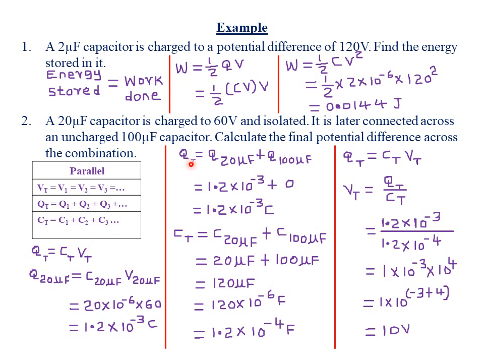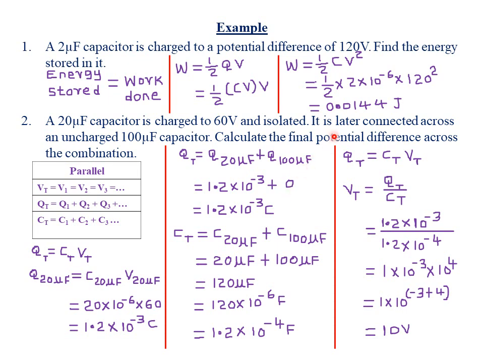So Q total will be equal to the charge through the 20 microfarad plus the charge through the 100 microfarad. Again, remember, we are still using these tables for the parallel arrangement. We say that for any parallel arrangement of capacitors, the total charge Q will be equal to Q1 plus Q2 plus Q3. That is why I'm adding the charges in this particular case. Because we only have two capacitors, it will just be the charge through the 20 microfarad capacitor plus the charge through the 100 microfarad capacitor. The charge through the 20 microfarad capacitor we have already computed as 1.2 times 10 power negative 3.